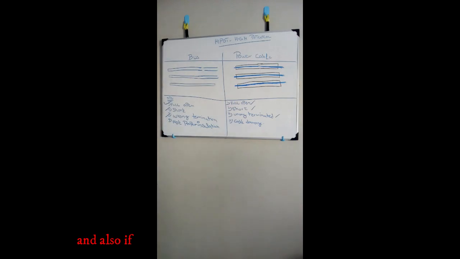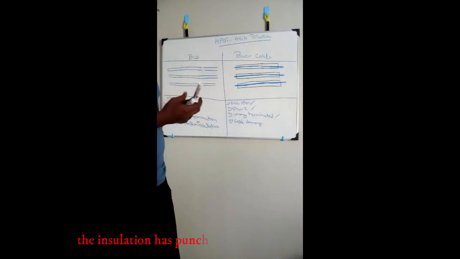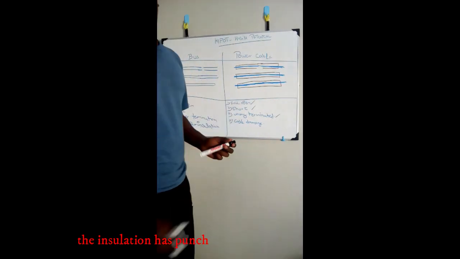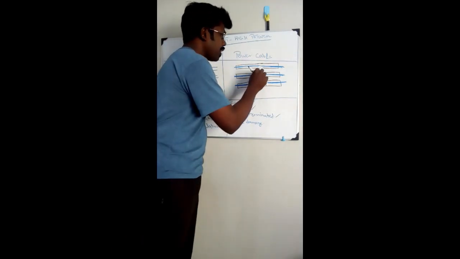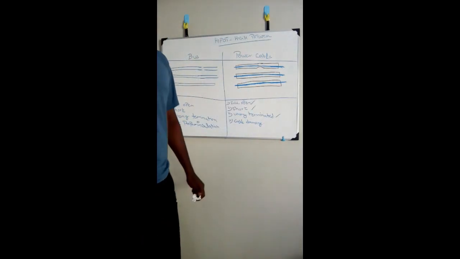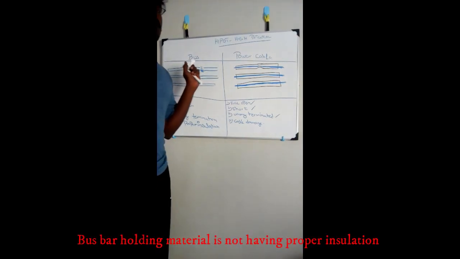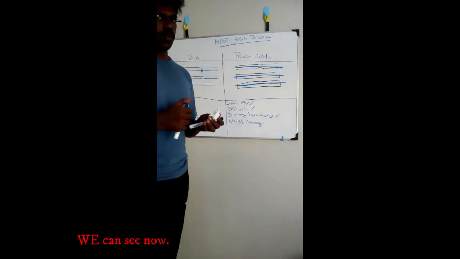Also, if the cable has damage to its insulation, if it has a puncture or insulation failure, you can find this in HIPOT. If the holding material does not have proper insulation, this can also be found using the HIPOT test. How HIPOT works, we can see now.